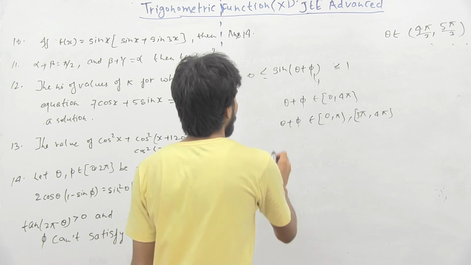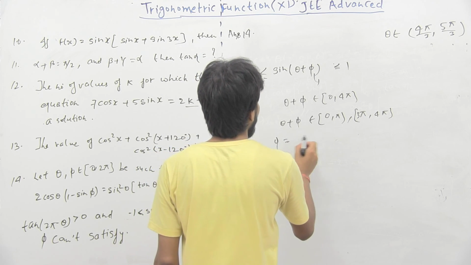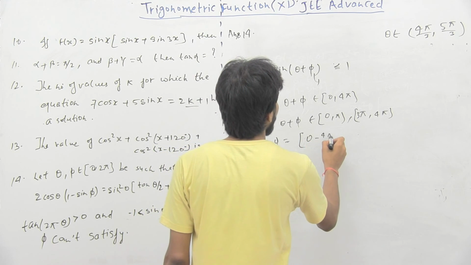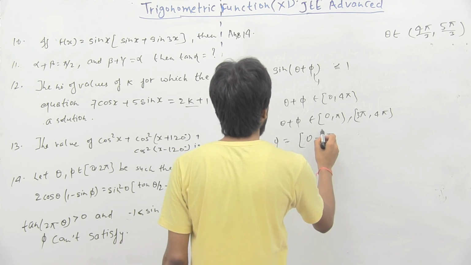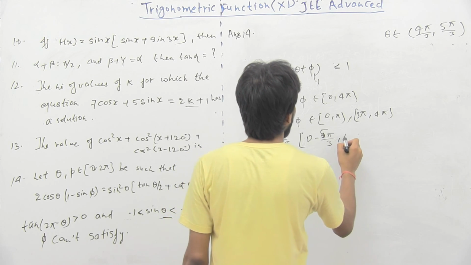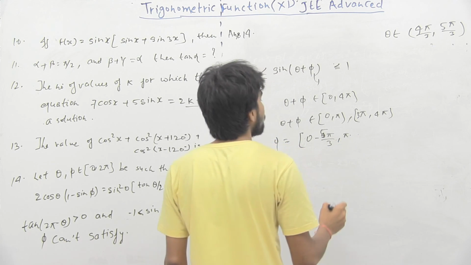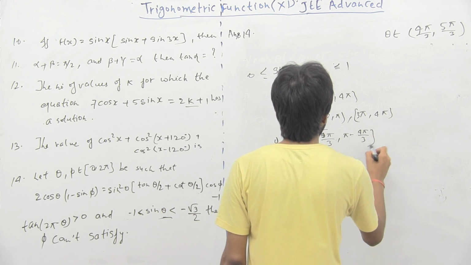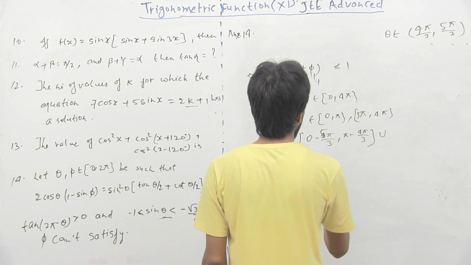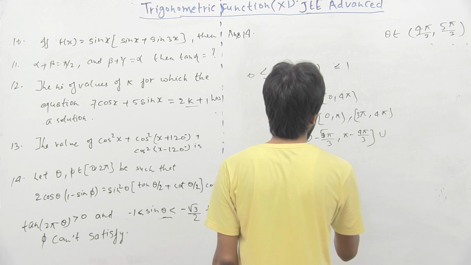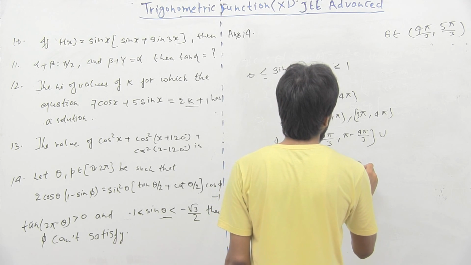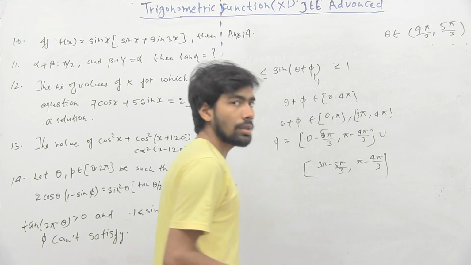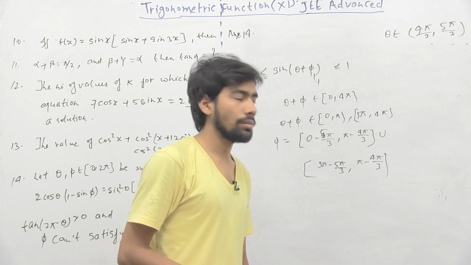Okay, for that take the value of φ as divided by 0 minus 5π/3 and π minus 4π/3 union 3π minus 5π/3 and π minus 4π/3. This will be the range of φ in the interval 0 to 2π. Okay.